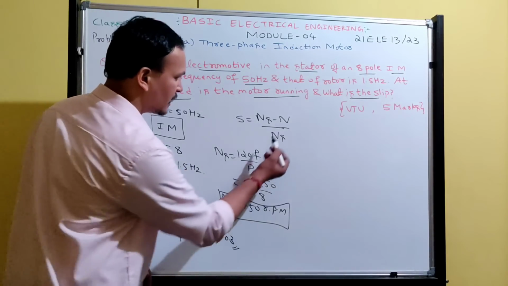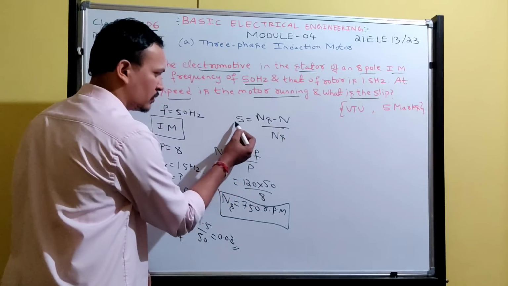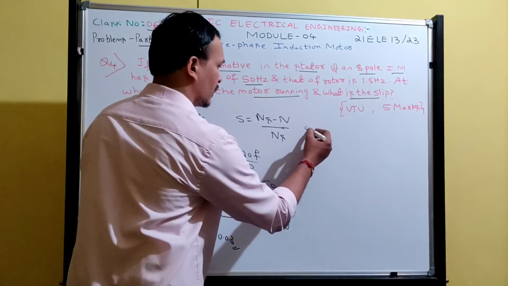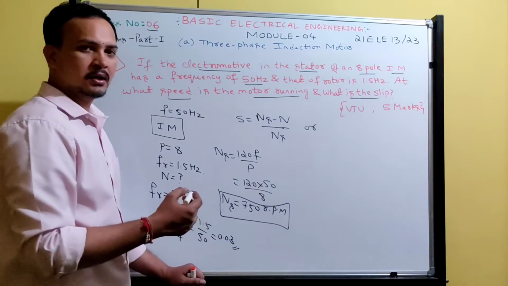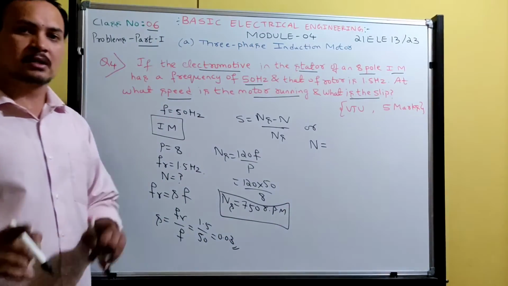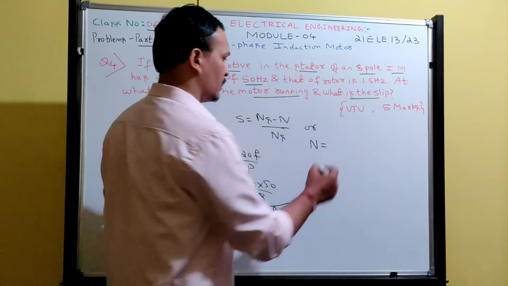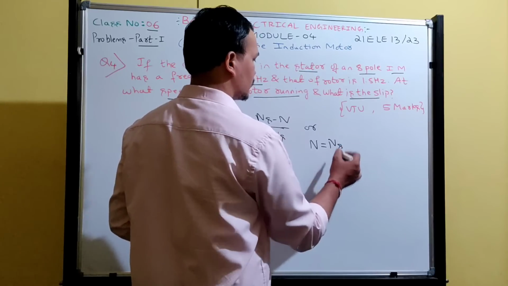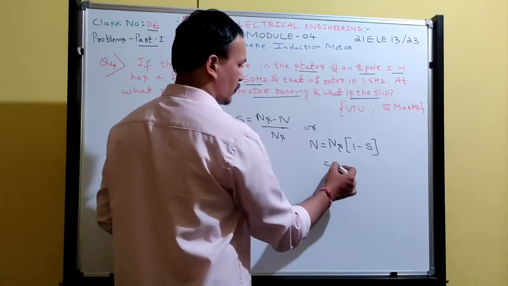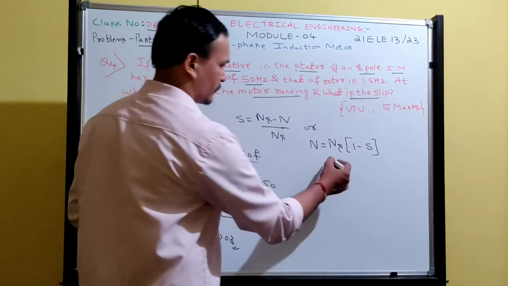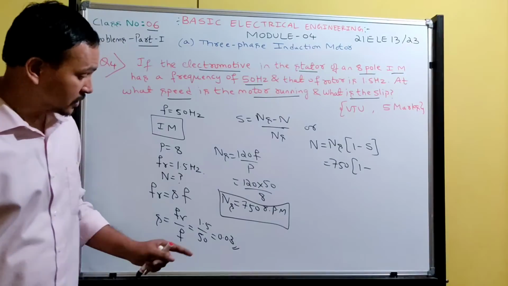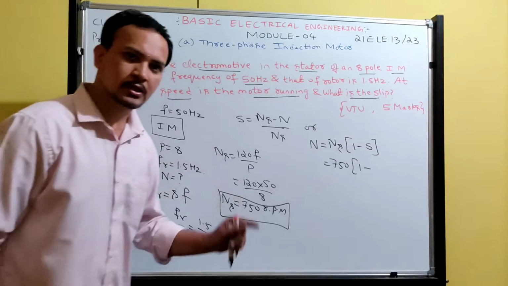Now, take this Ns and substitute here. You know the slip value, then you can easily calculate N. You can use this formula, or instead of that, you can use this formula. If I know Ns and slip, I can calculate the rotor speed by this formula: N is equal to Ns into (1 minus slip). What is Ns? 750 RPM into (1 minus slip). What is the value of slip? 0.03.